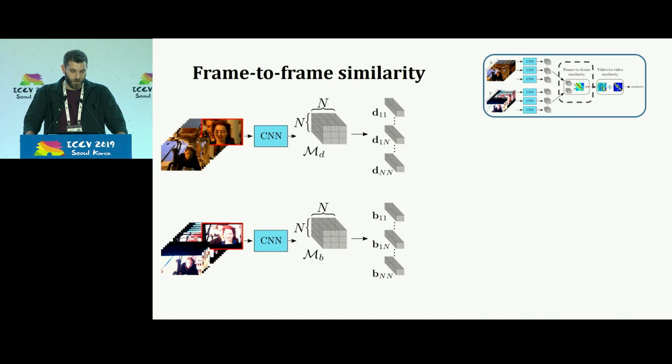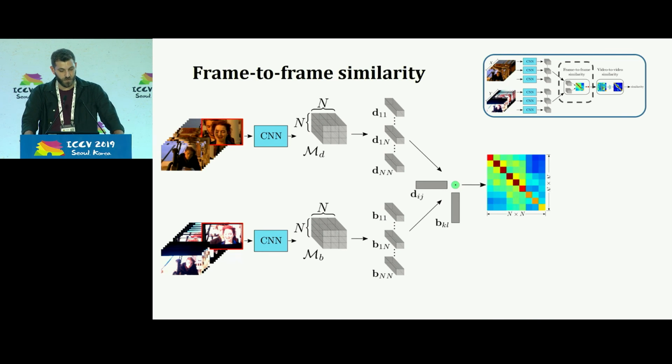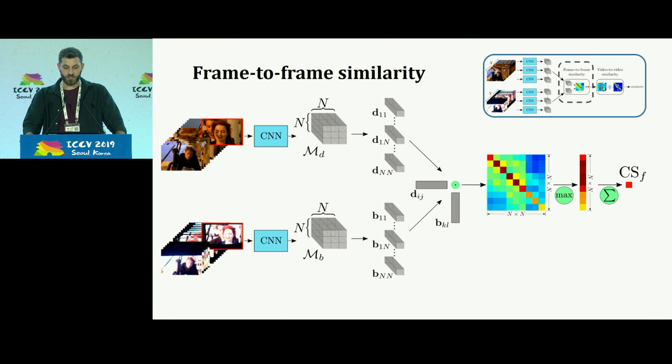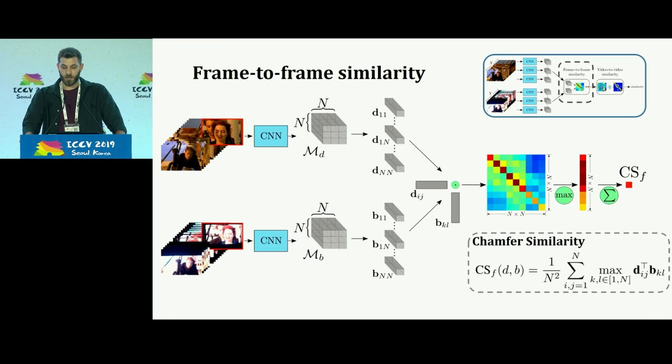In a deeper look at our method, given two arbitrary videos, we first extract the region-level features and then calculate a region-to-region similarity matrix based on their dot product. To calculate a single similarity score for the two frames, we apply a max operation over the target region vectors, followed by a min operation over the query region vectors. This similarity function is called chamfer similarity.